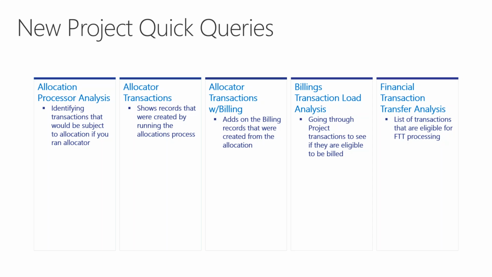And then also here, looking at the billing transaction load analysis, you can see what's eligible to be billed, and then the financial transaction transfer. If I were to run FTT, what were the items that would be involved in that process? So a lot of these are either pre-running or post-running processes that make sure things happen the way you want.